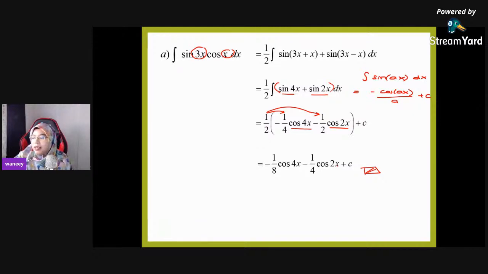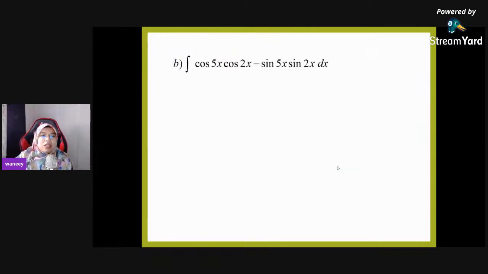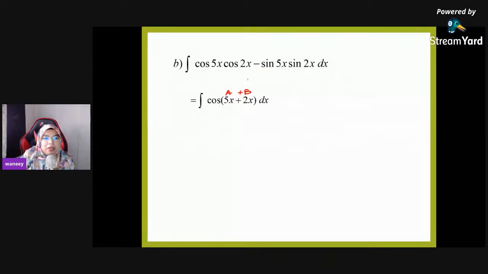Done with A, let us proceed to B. Okay, so we got cos of 5x, cos of 2x minus sine of 5x, sine of 2x dx. So referring to the formula, this is actually cos of A plus B. So cos of A plus B, so you simply take 2x plus with 5x.